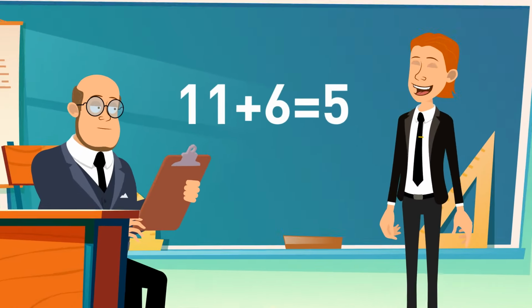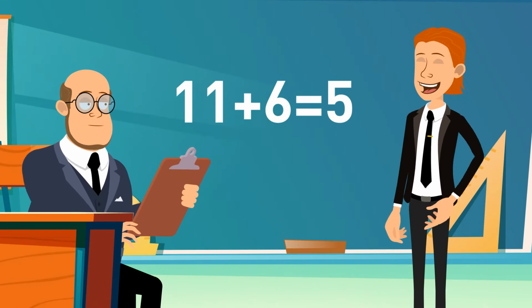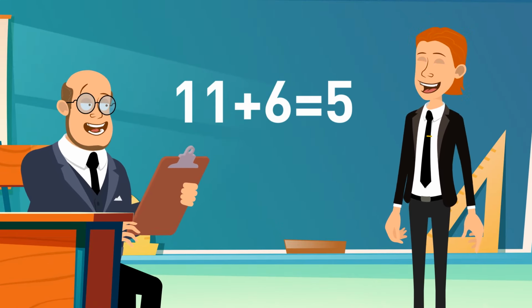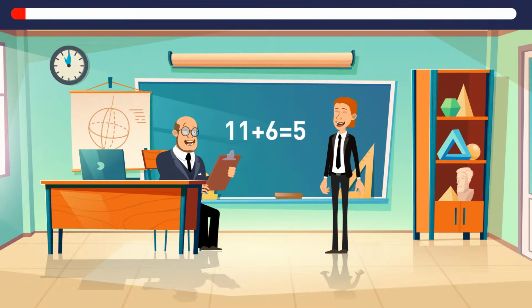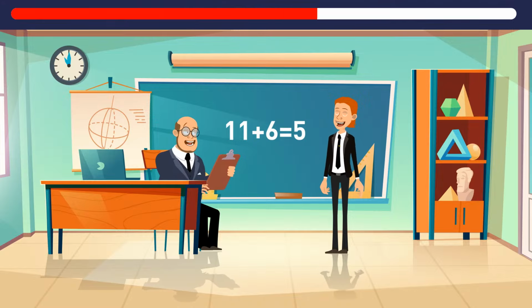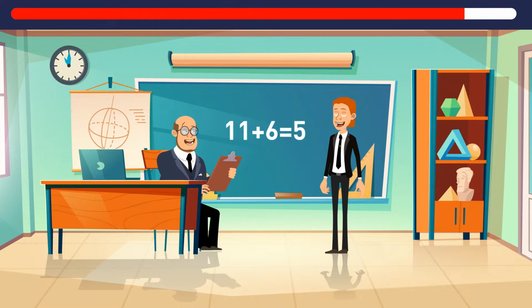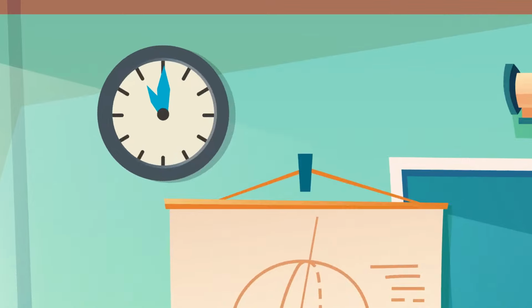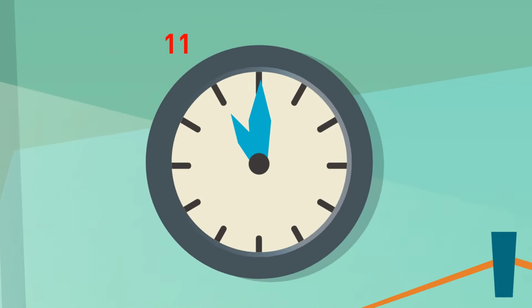Adam added 6 to 11 and got 5. It was the correct answer. How is it possible? It's correct if we talk about time. It's 11 a.m. If you add 6 hours, it'll be 5 p.m.